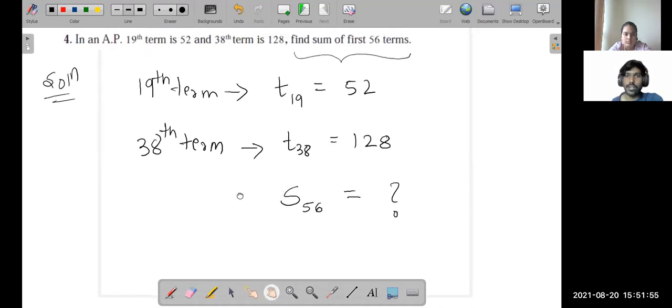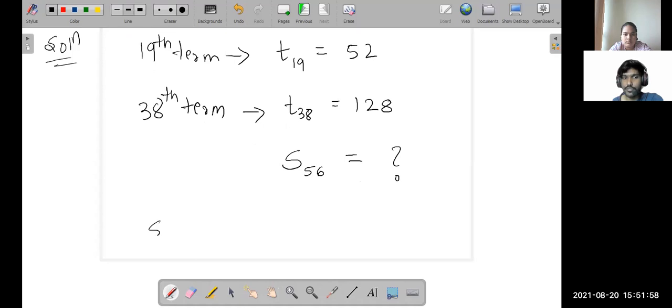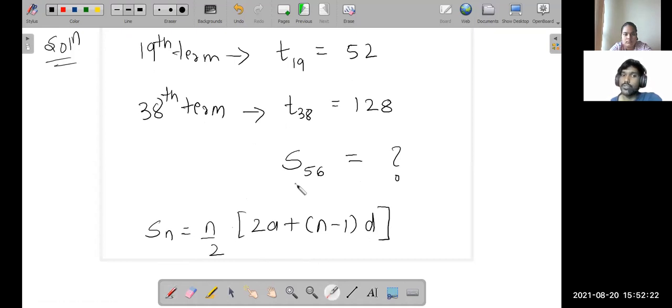Here you use the first formula, that is, N upon 2, 2A plus N minus 1 into D. You need to use this formula to find out S56. To find S56, you need the value of N, but N is already given to you, 56. You need A and you need D.